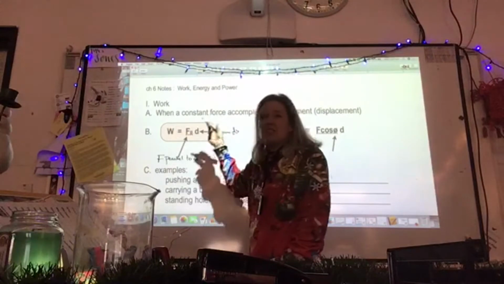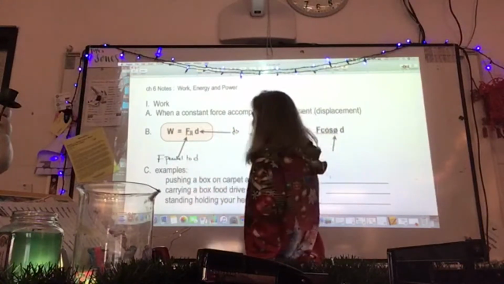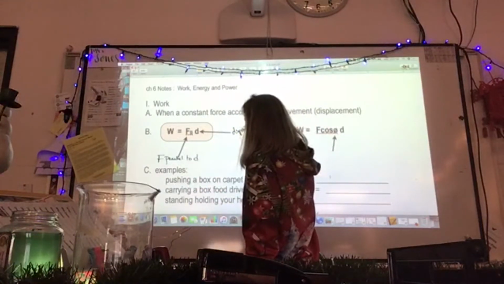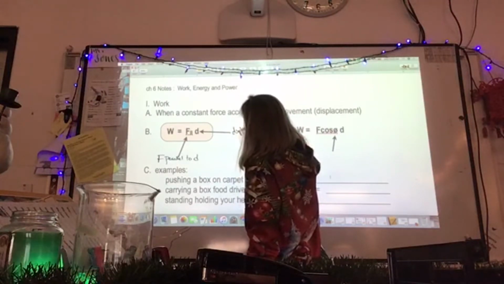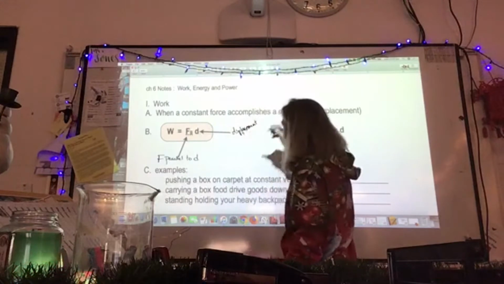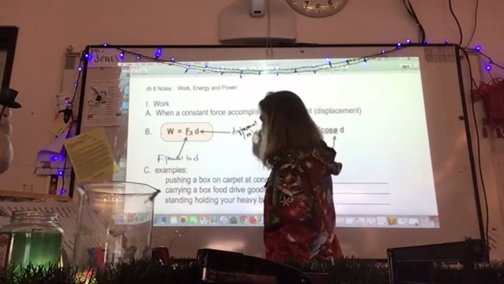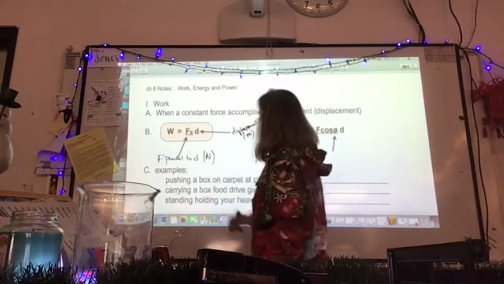We tend not to use delta X. You think you should. I can't even spell displacement, which pretty much is distance traveled. Okay? Of course, this is in meters, and of course, this is in newtons.